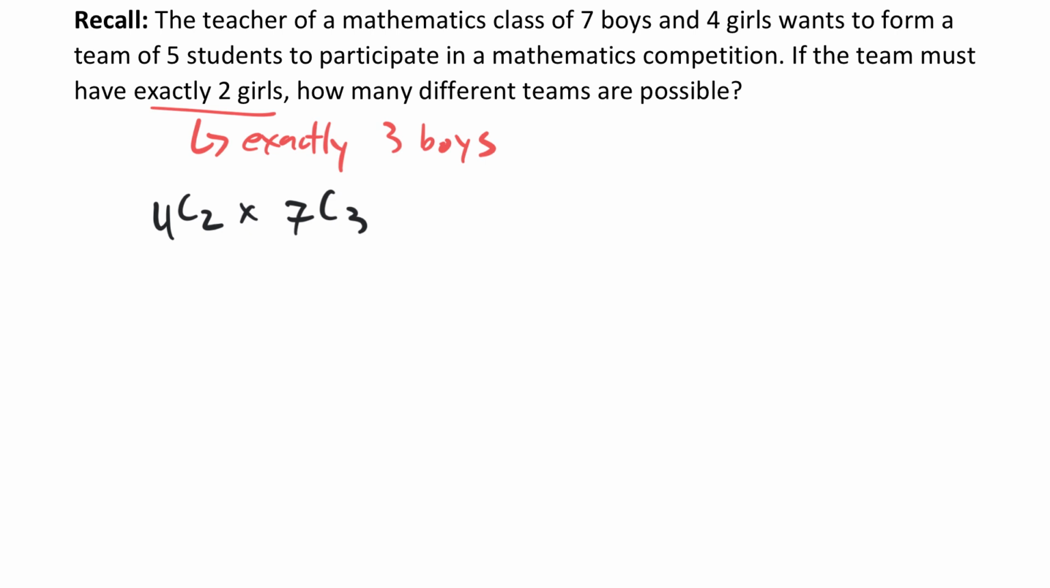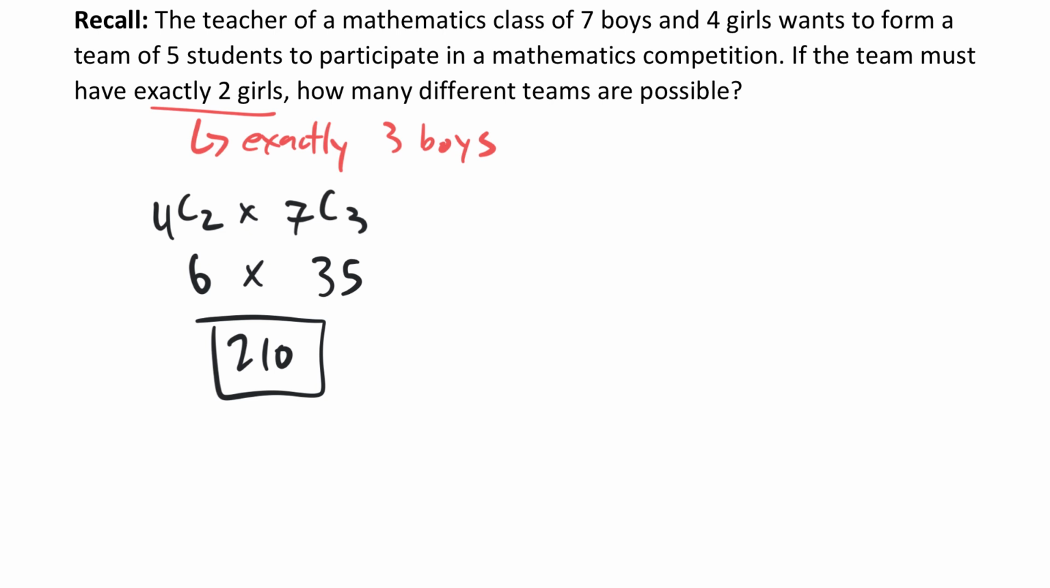So we go ahead and type in 4C2 on our calculator. You can do this either in one go or one step at a time. It doesn't matter. That will be 6. 7C3 is going to be 35. And so we get 6 times 35, which is 210. So there are 210 different teams that are possible.